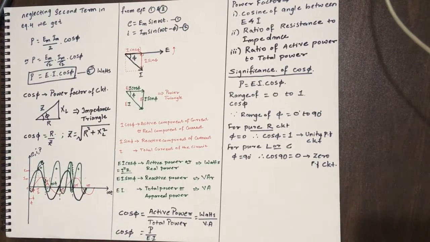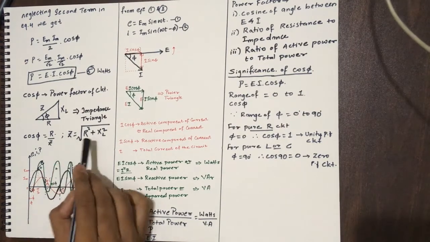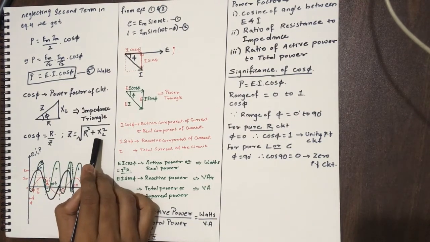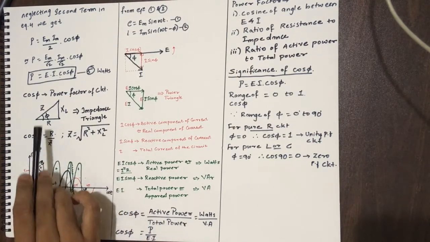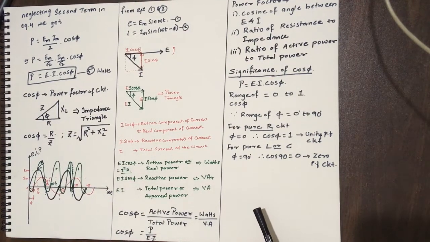Okay, so Z is equal to under root R square plus XL square. The value of Z depends upon R and XL, whereas XL depends upon the value of L. Therefore, cos phi depends upon the value of R and L. So whatever value of R and L I choose will fix the value of the power factor cos phi.